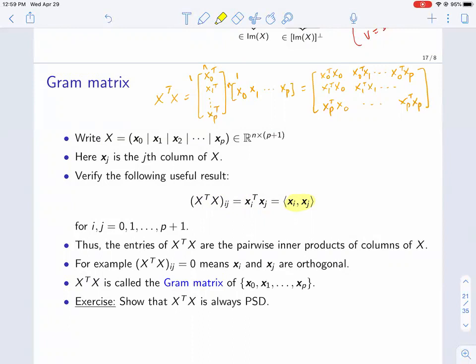Then this means that in order to form this matrix, which is called the Gram matrix of these vectors, I just need to have the pairwise inner products of these vectors. So as long as I have these pairwise inner products, I can form this matrix.